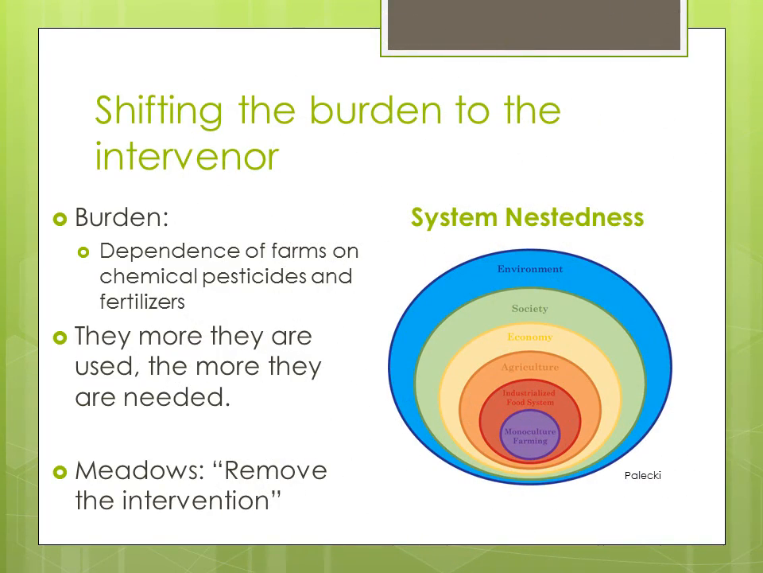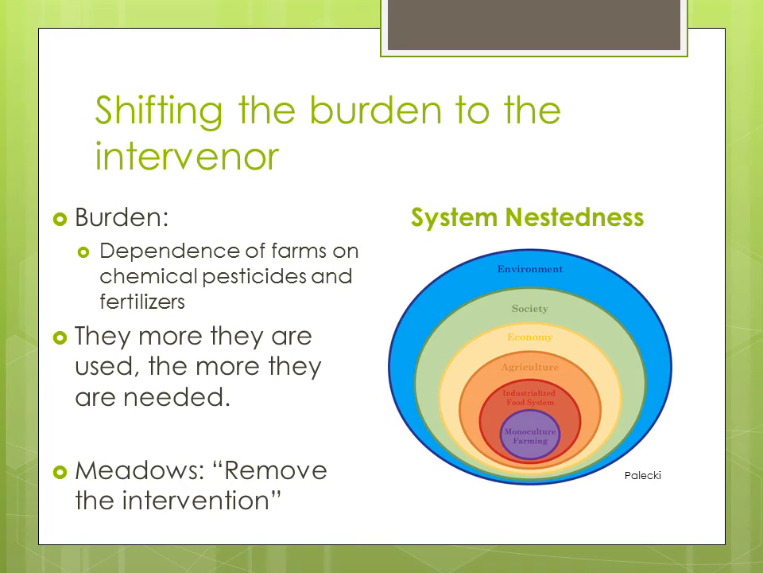The reliance of monoculture farms on agrochemicals is a vicious cycle that looks much like the trap that Meadows calls shifting the burden to the intervener. The burdens in this situation are the dependence of farms on applying chemical pesticides and fertilizers. The more they are used, the more they are needed, making this a reinforcing loop. These are symptom-relieving practices that don't really address the problem. According to Meadows, the way to get out of this trap is to enhance the system's own ability to solve its problems and to build the system's own capabilities back up before removing the intervention.